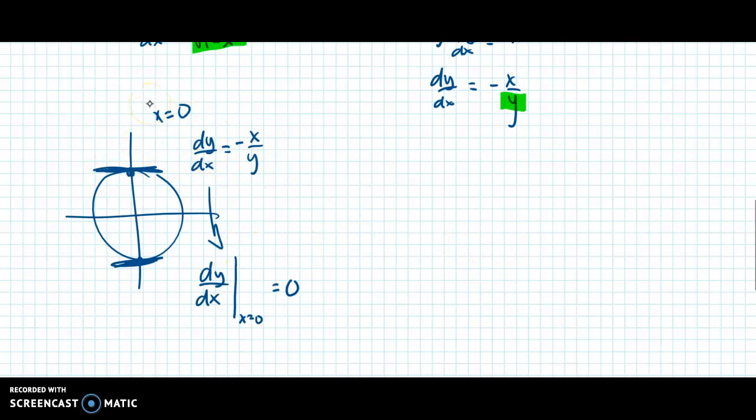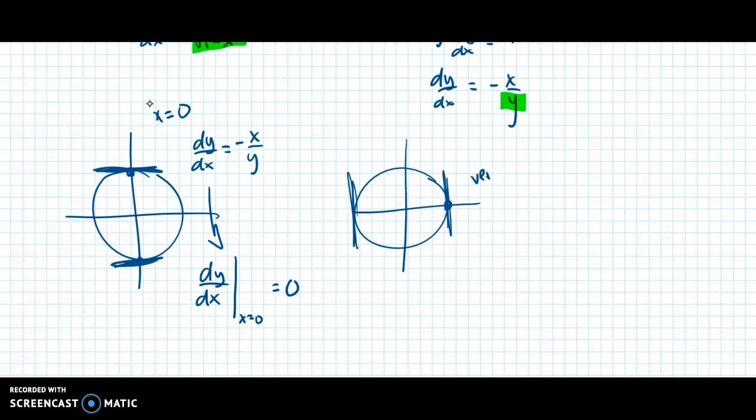Let's look at another one. So let me go and draw the unit circle. What's true here and here? Well, the tangent lines at those two spots are vertical. And what is the y-coordinate there? The y-coordinate for each of those is 0. Here, the x-coordinate is 1, and sorry, on this side the x-coordinate is 1, and on this side the x-coordinate is negative 1.